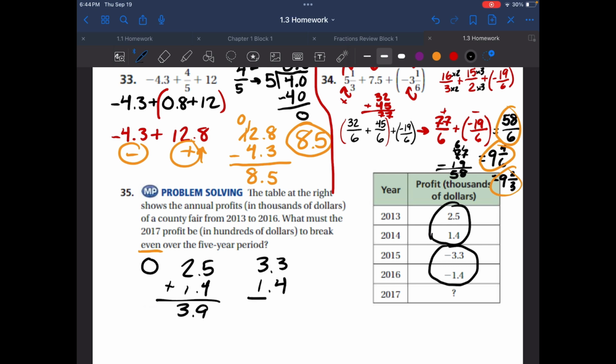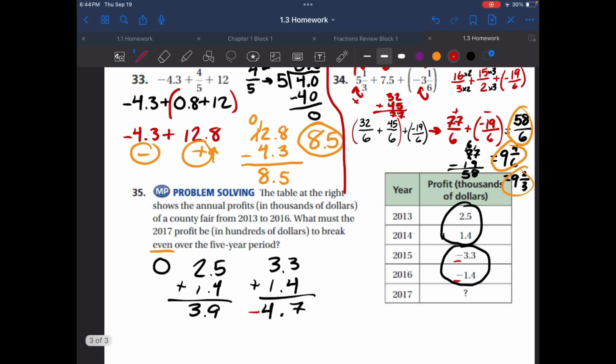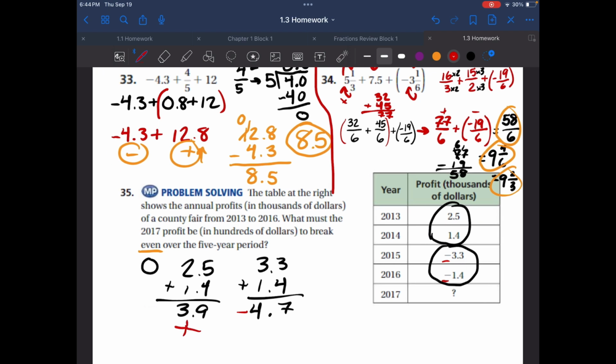My negative profits, I'm just going to add them together really quick. 3 plus 4 is 7. That's not where the decimal point goes. 4 plus 1 is 4, or 3 plus 1 is 4. Remember, these were negative, so my answer is negative. I've got a positive. I've got a negative. So I'm going to subtract them. Take my bigger value of 4.7 minus 3.9.